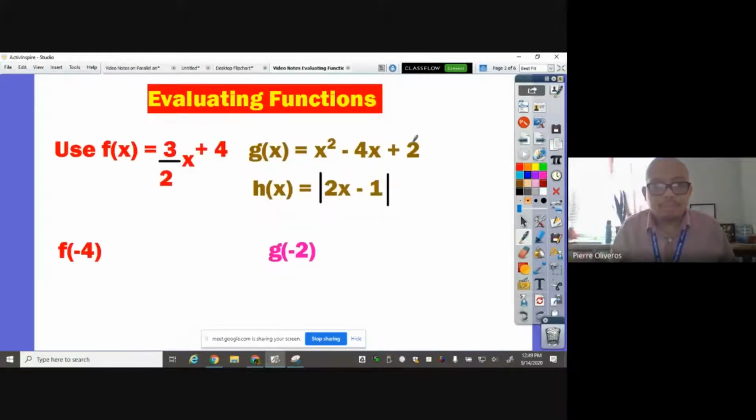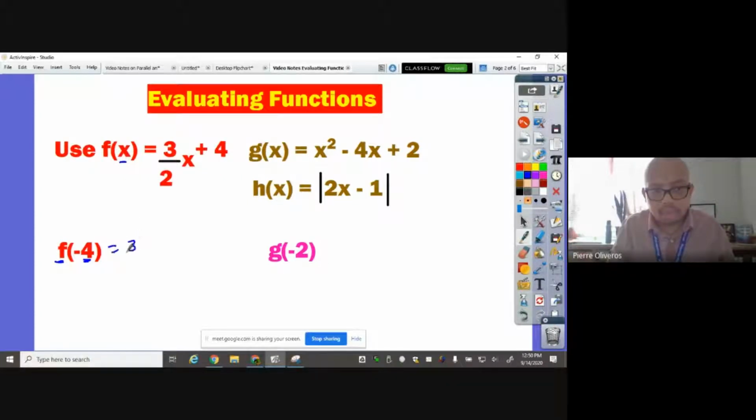So let's go ahead now. Let's use this function f of x equals 3 halves x plus 4, g of x equals x squared minus 4x plus 2, and h of x equals the absolute value of 2x minus 1. These are your machines, and you're going to input -4 to the machine f. So the -4 will plug into the x value of the machine f.